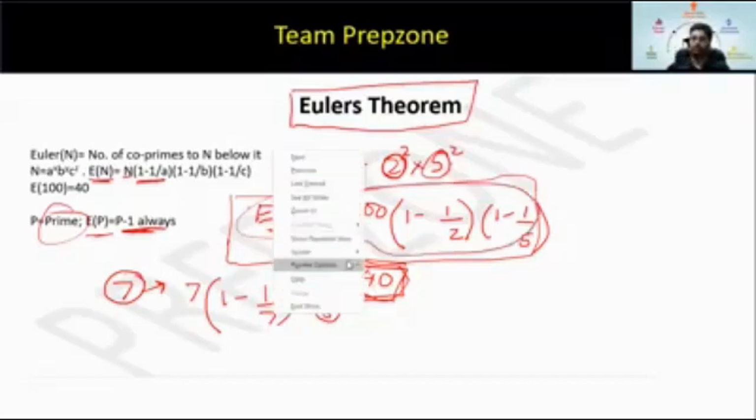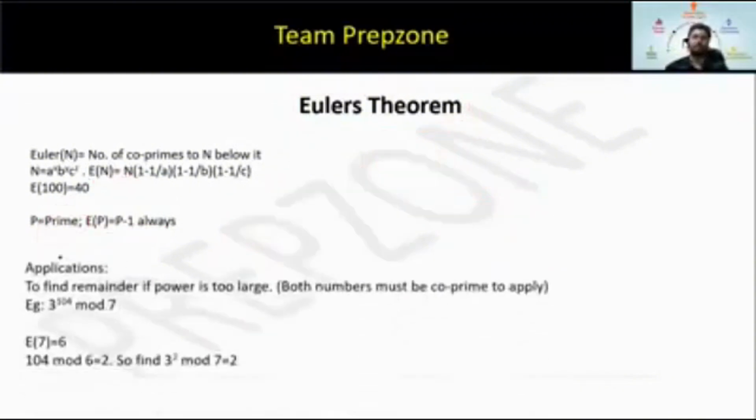Now, how to use it in questions? How to use this Euler concept in a question? Application: the application is to find the remainder if the power is too large. We solved a question just now.